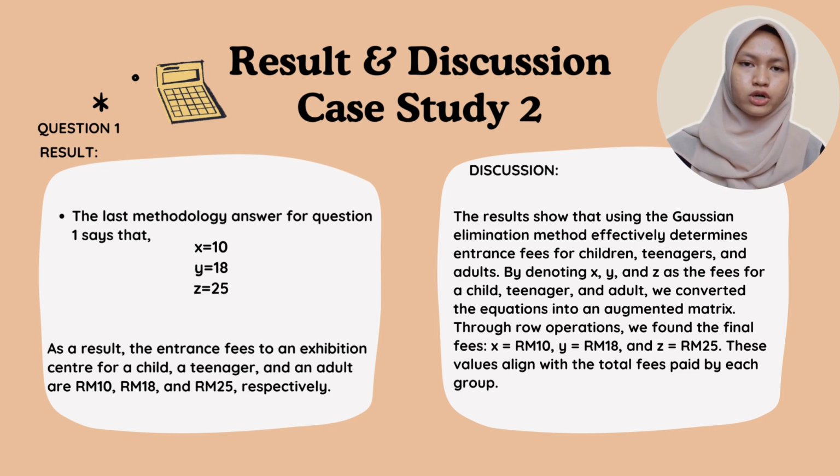the form of an augmented matrix. Lastly, we complete our solution by performing elementary row operations on the augmented matrix until the reduced row echelon form, with the final answers x equals 10, y equals 18, and z equals 25. Thus, these values are reasonable and aligned with the total fees paid by each group.